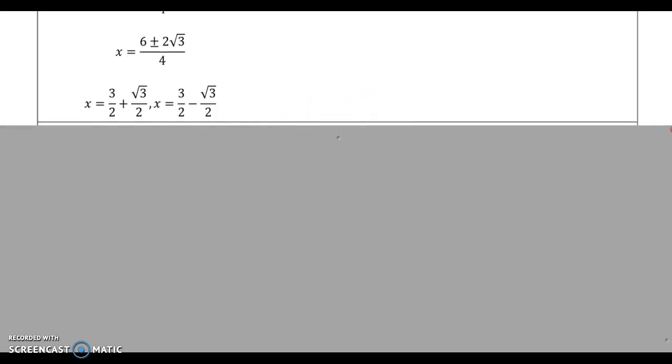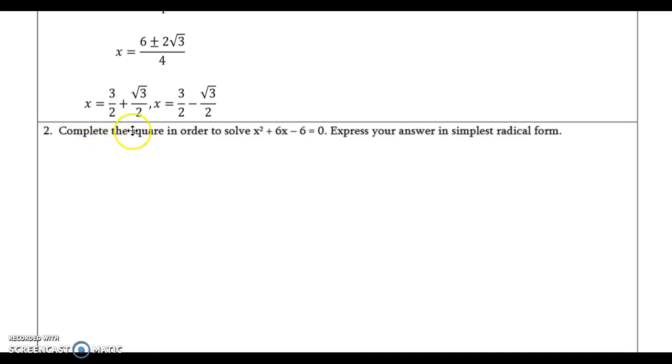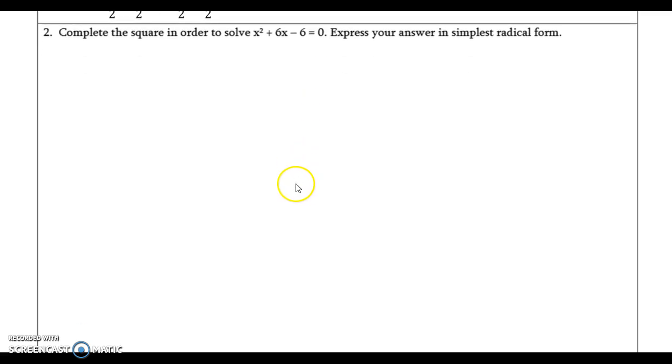Let's take a look at the second question. It says complete the square in order to solve. I have another video that shows you how to complete the square. So if you're a complete neophyte to completing the square, hopefully not if you're one of my students, please go check out that other video, then come back for the solution to this question.